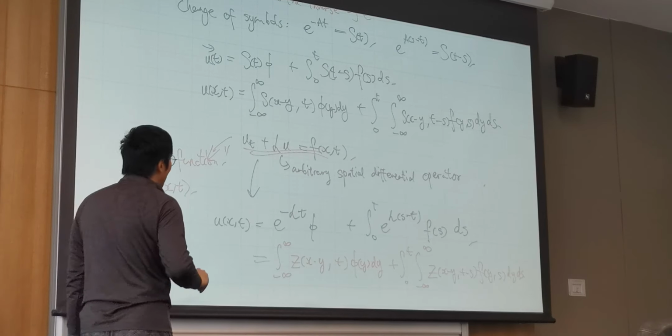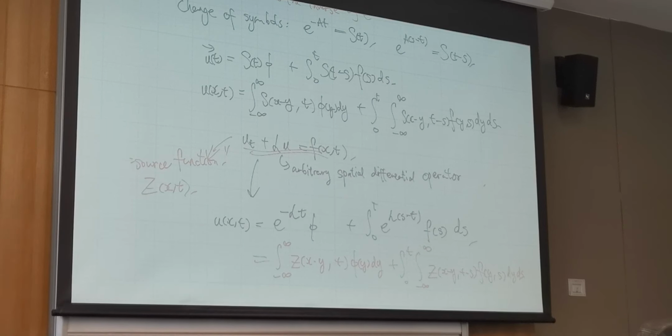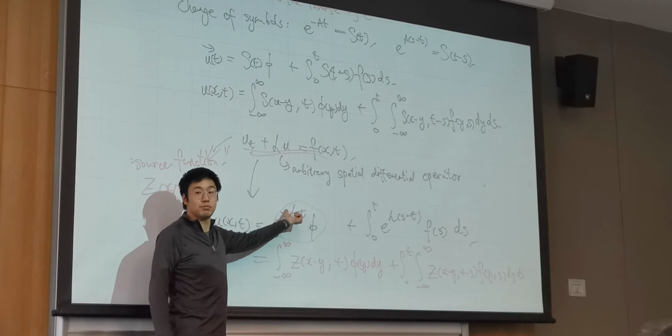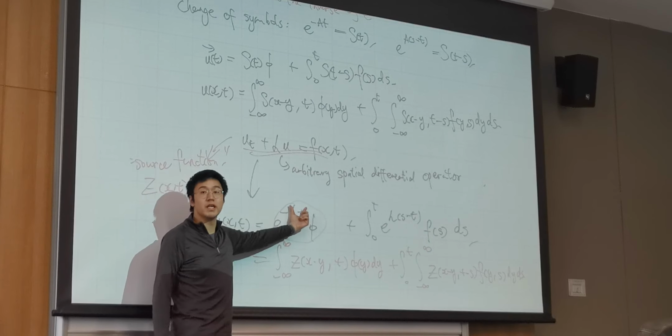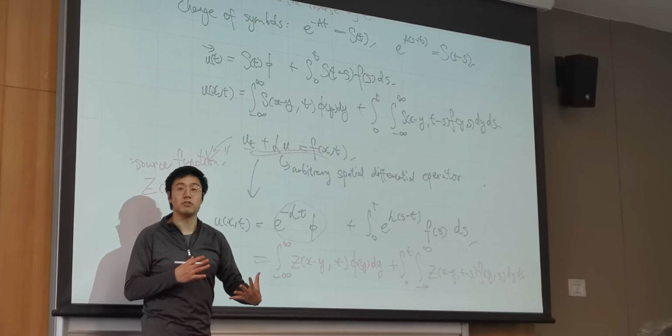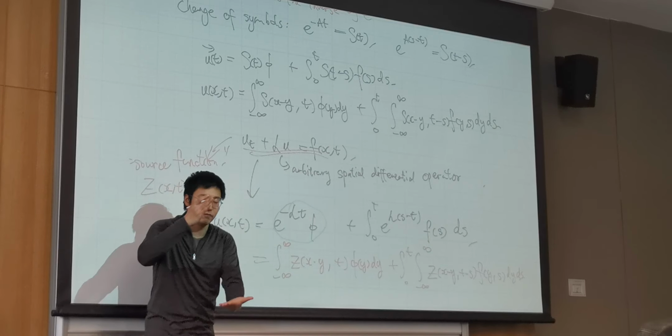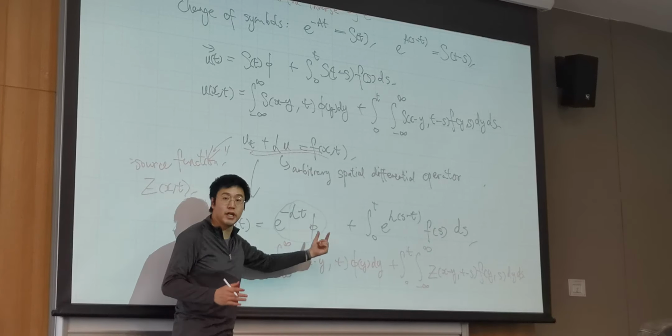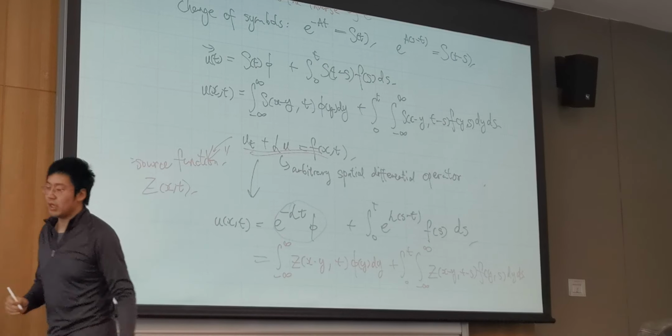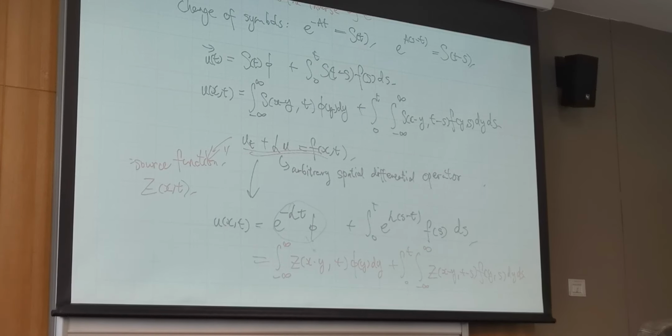What I am saying is that e to the negative Lt phi, don't forget L is a differential operator, e to the negative Lt is a mapping. It maps what's happening at the very beginning, phi, to a later time. This is equivalent to this, and this is equivalent to this.